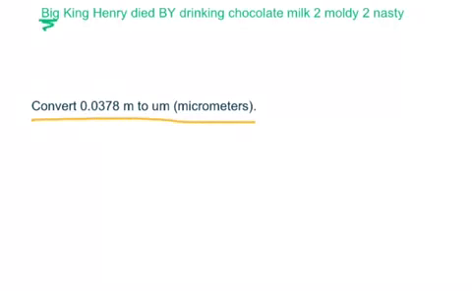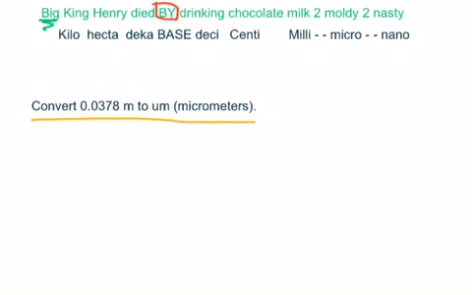Big King Henry died by drinking chocolate milk, too moldy, too nasty. And what that gives us is a clue to remember all of our prefixes that you memorize along with that. So here we have our prefixes that you'll want to memorize. Kilo, hecta, deca, base, which is going to be our grams, meters, liters, or other units down the road, deci, centi, milli, micro with the O on the end to match the O in moldy, and then nano.